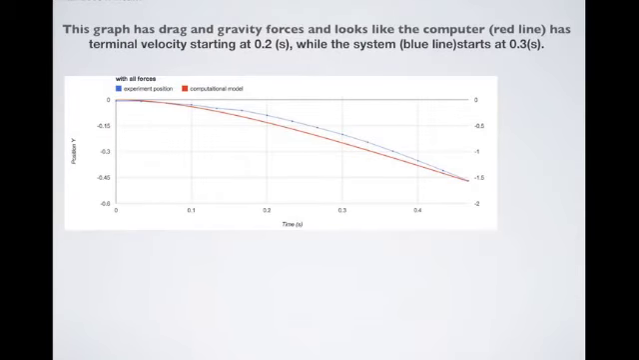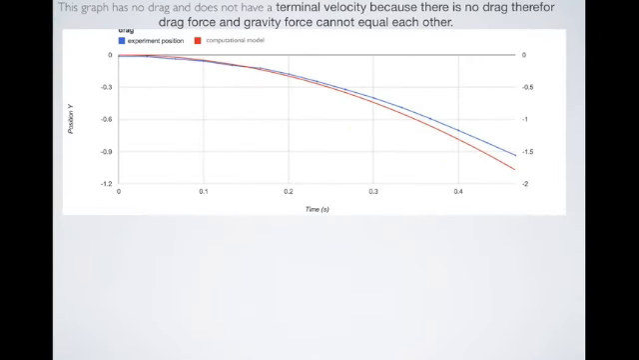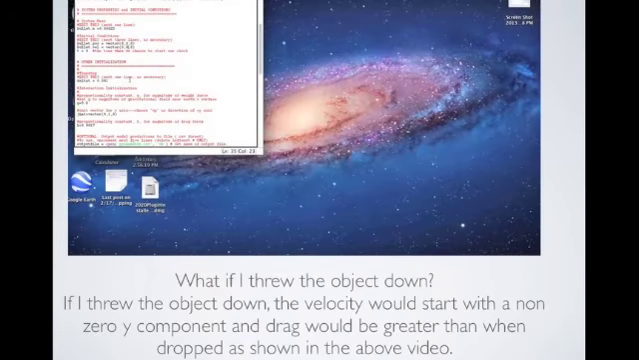What does it mean? This graph has drag and gravity forces and looks like the computer red line has terminal velocity starting at 0.2 seconds while the system blue line starts at 0.3 seconds. This graph has no drag and does not have a terminal velocity because there is no drag, therefore drag force and gravity force cannot equal each other.